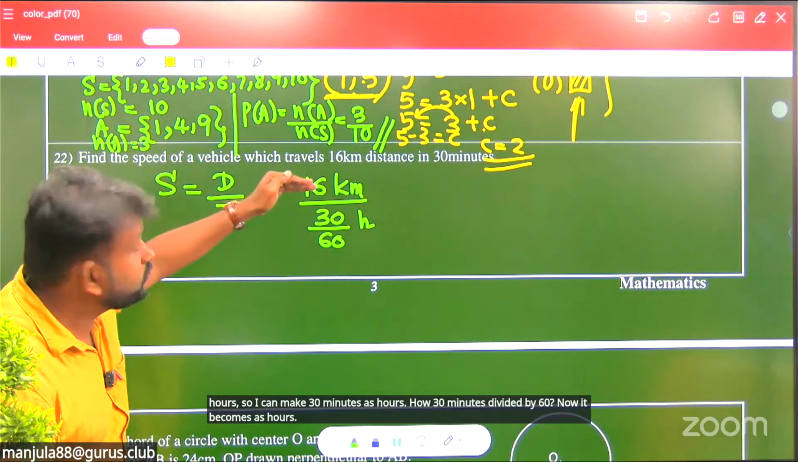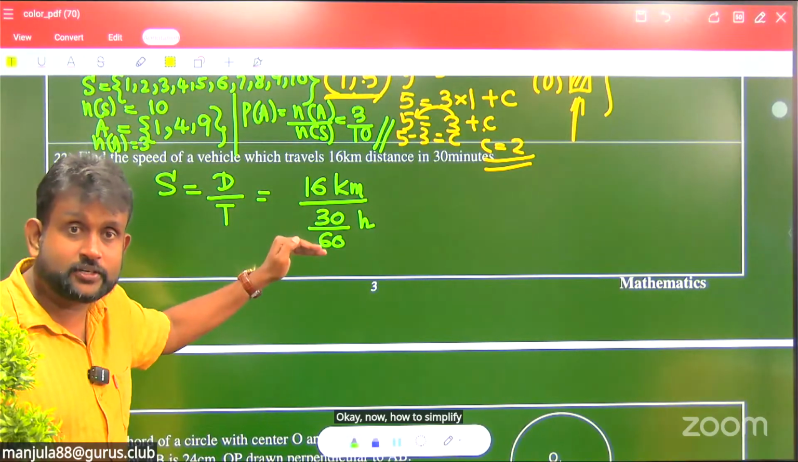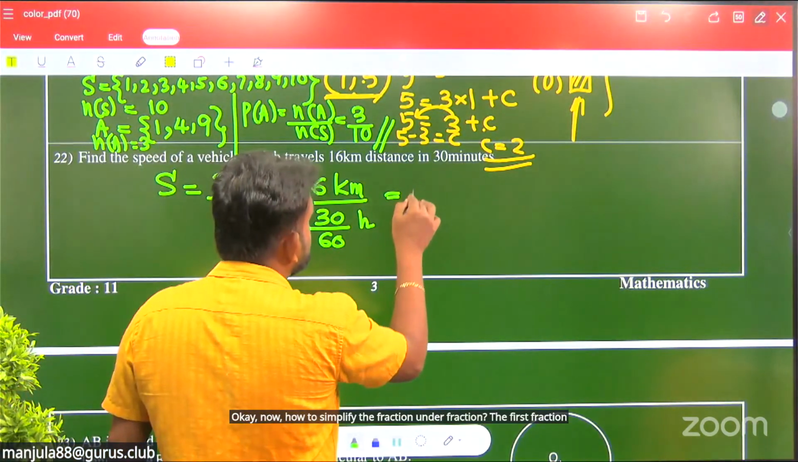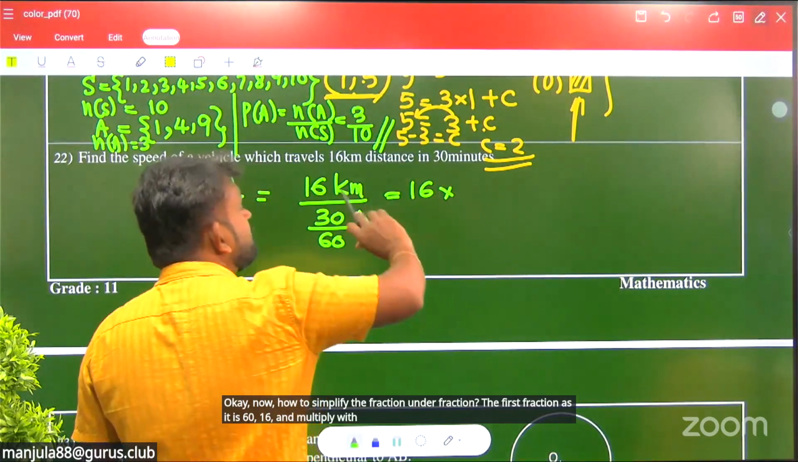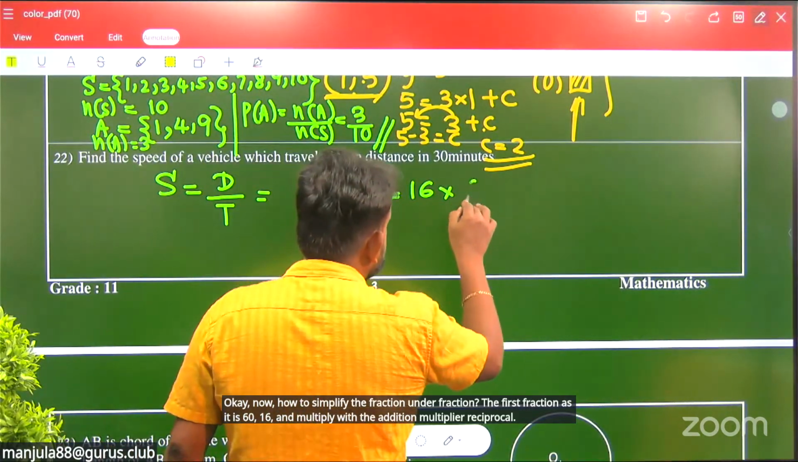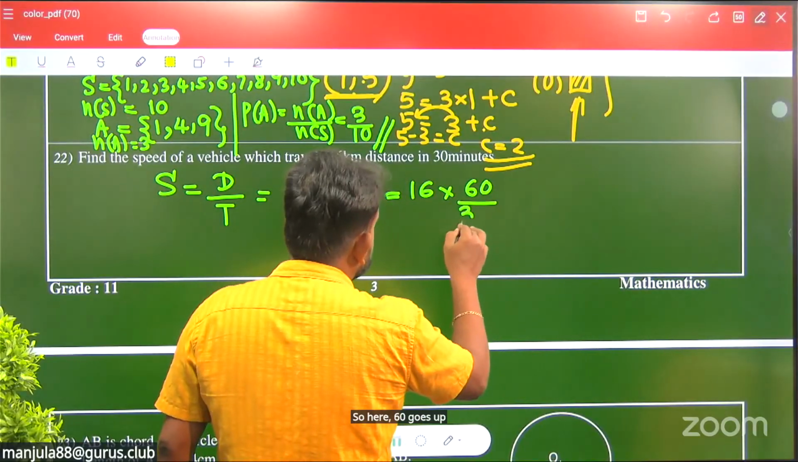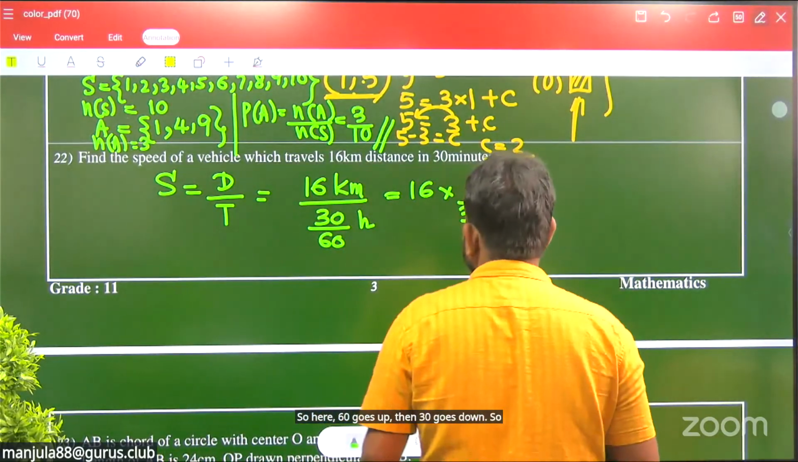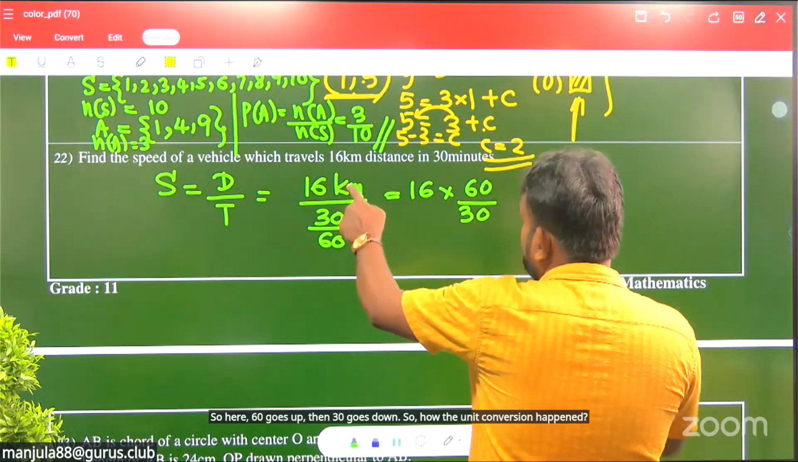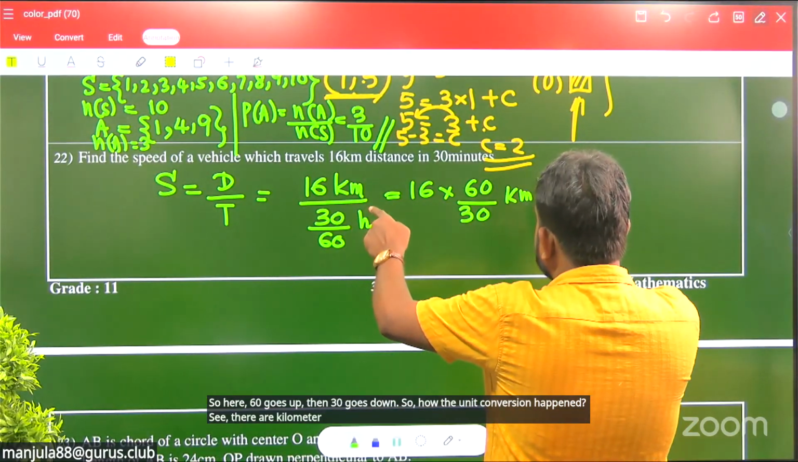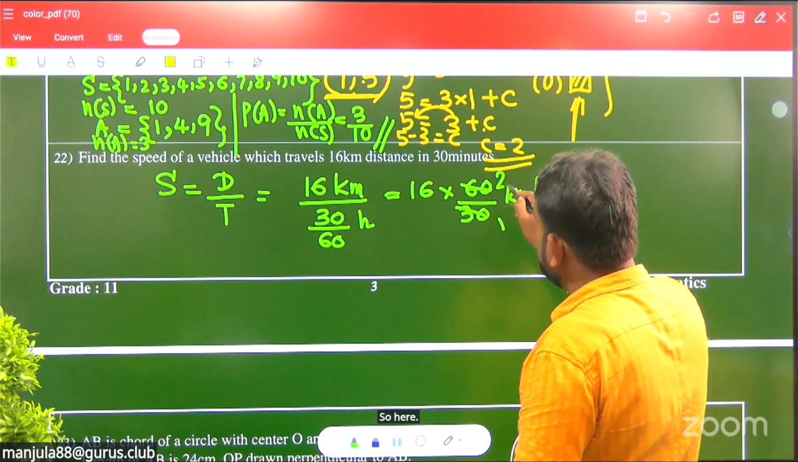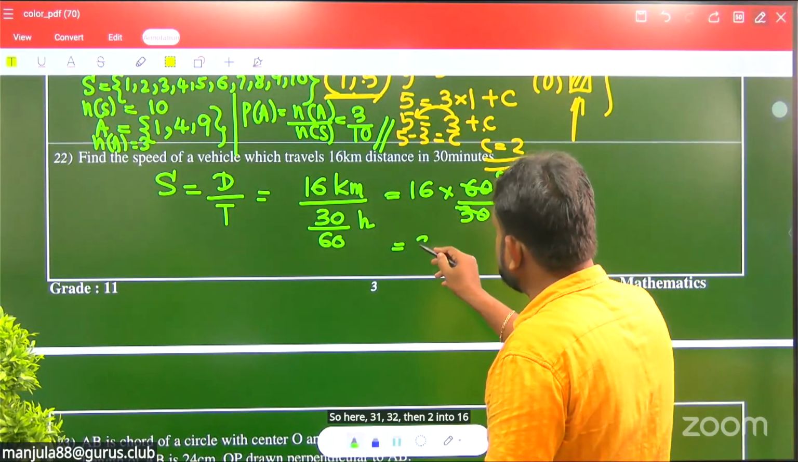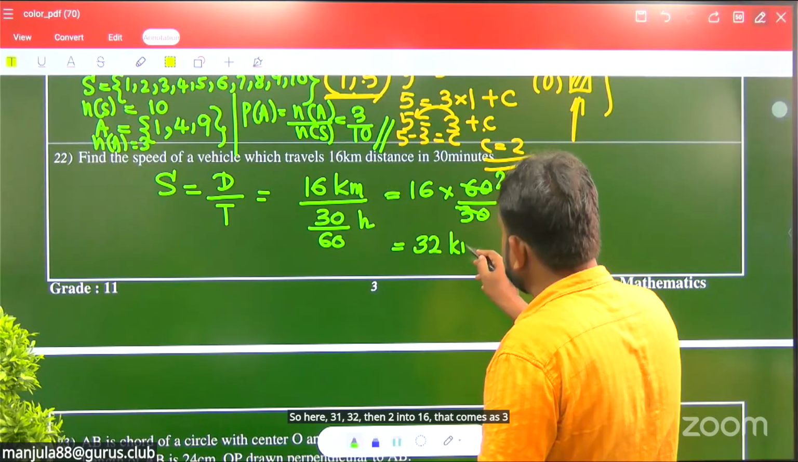Now how to simplify the fraction under a fraction? The first fraction stays as it is, 16, and multiply by the reciprocal. So here 60 goes up and 30 goes down. So how does the unit conversion happen? See there, kilometer, and h goes up as h to the power minus 1. Then 2 into 16 comes as 32 kilometer per hour.